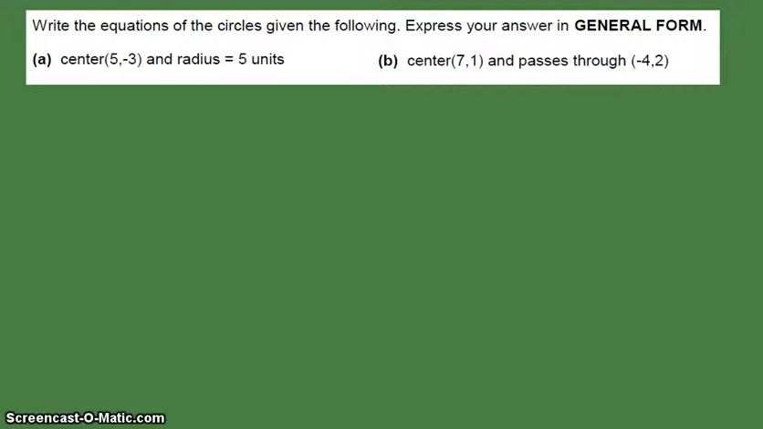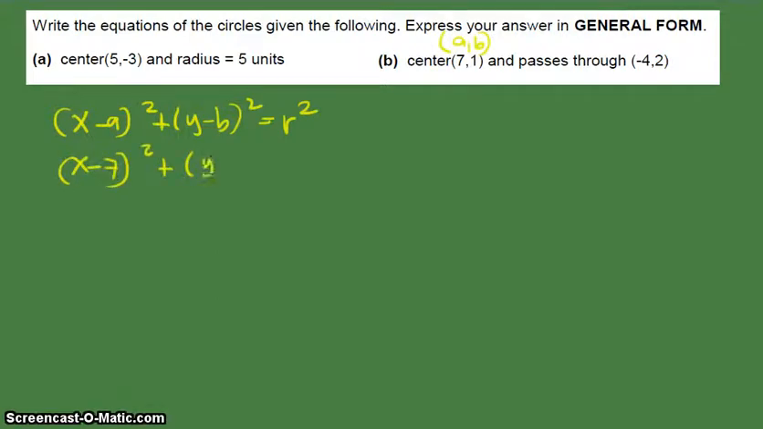Now let's look at the second problem. This time we have the center at (7, 1) and it passes through the point (-4, 2). So same idea, we start with (x - a)² + (y - b)² = r². The center is (7, 1), so this is your (a, b). So we have (x - 7)² + (y - 1)², but the radius is not given yet, so we can just copy r².